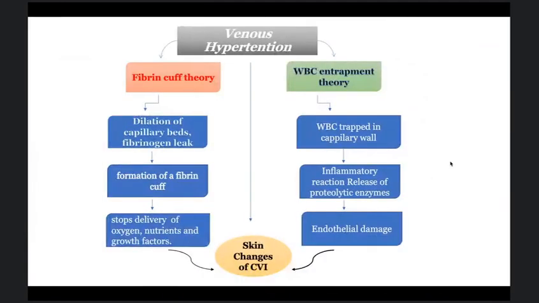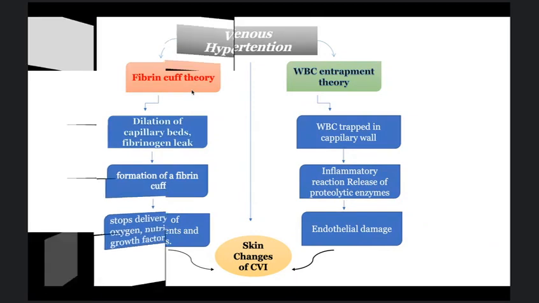How will this chronic venous hypertension lead to the skin changes of CVI? Venous hypertension can lead to the skin changes of CVI via two theories. First theory, the white BC entrapment theory. White blood cells are trapped in the capillary wall. This will lead to an inflammatory reaction and release of proteolytic enzymes, and this will lead to endothelial damage. Second theory is the fibrin cuff theory. Formation of capillary beds and fibrinogen leak, formation of a fibrin cuff. This will stop delivery of oxygen, nutrients, and growth factors.